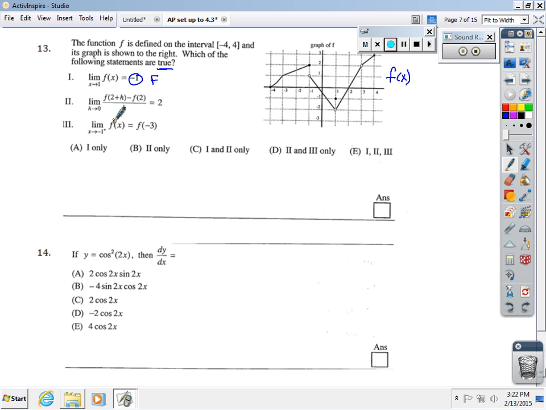Next, this notation here is the limit definition of a derivative, which means they're asking right here at this part, the function at 2, what's its derivative? Okay, so you need to understand that this notation here is saying what's the derivative of the function at 2. So not the value of the function, but the derivative. So we're looking at slope right here at 2, and it's linear. So we're going to go up 2 over 1, so our slope is 2, and that is going to be true.